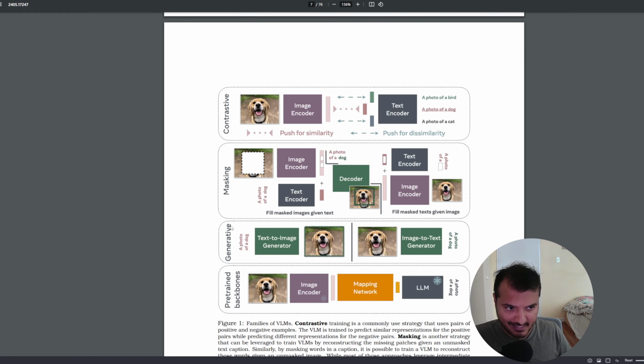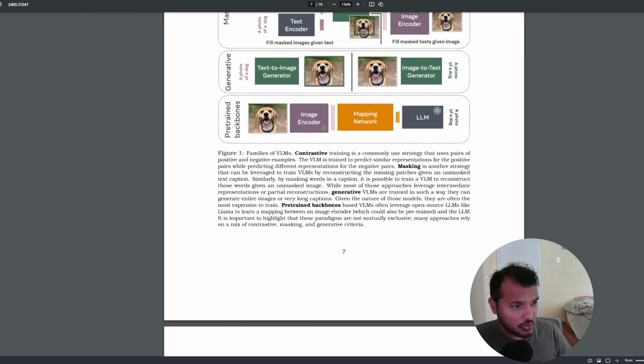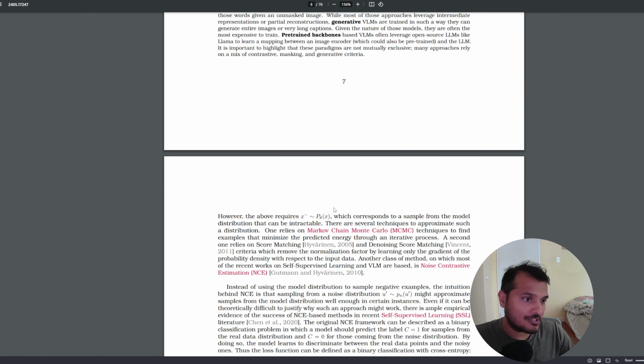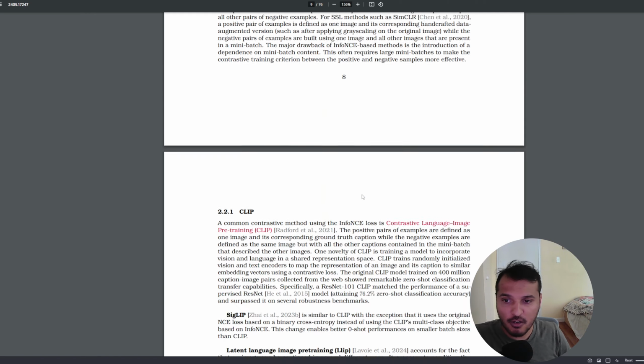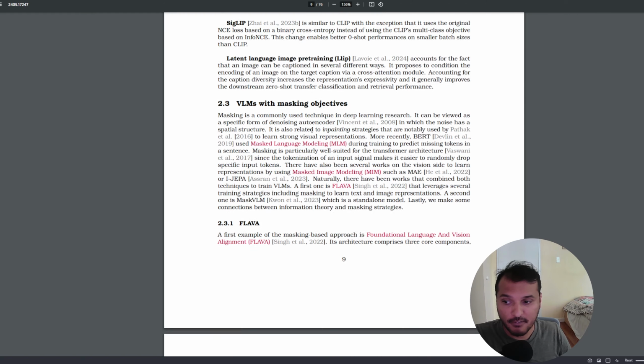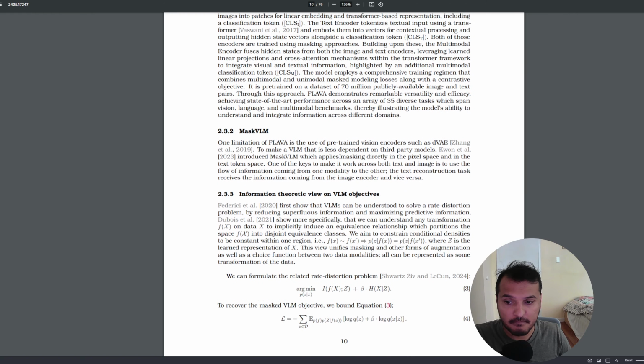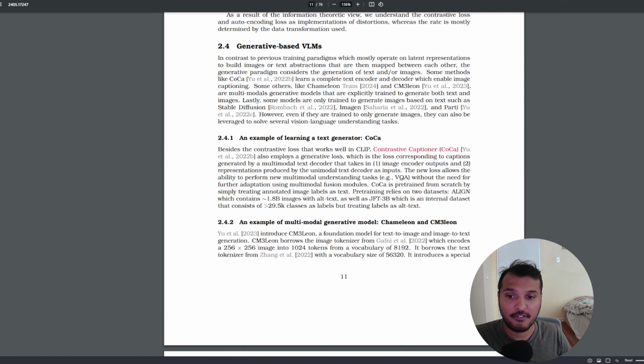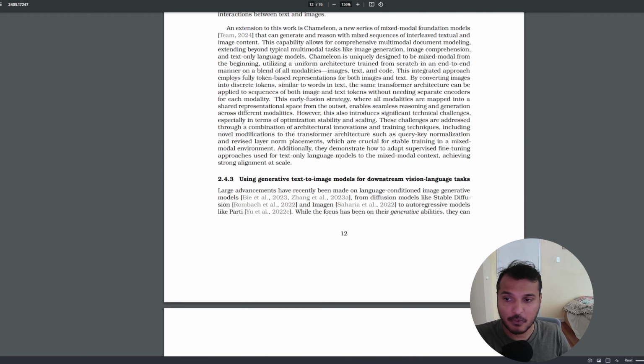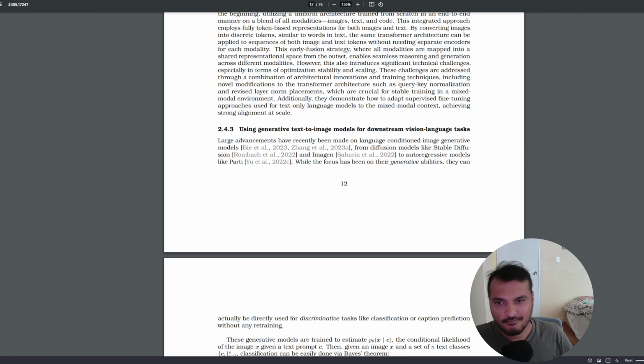like contrastive loss, masking, generative, that are used for the different backbones, and combined backbones for vision language models, the different techniques, the different objectives, and the different backbones that are typically used. So that's a review paper. I don't think I need to specify more.